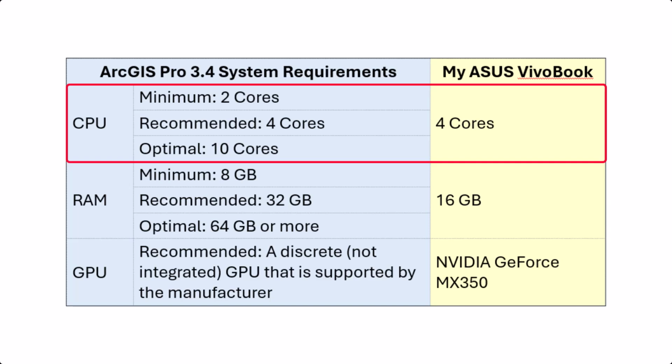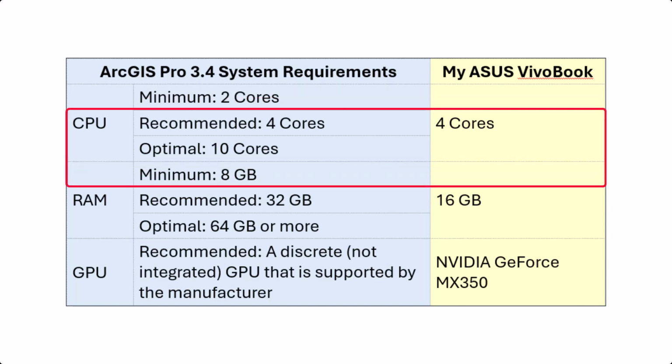So we want at least 10. Luckily, modern laptops already offer this or more. And going beyond 10 cores won't bring massive benefits for most GIS tasks, so 10 plus is a safe benchmark.